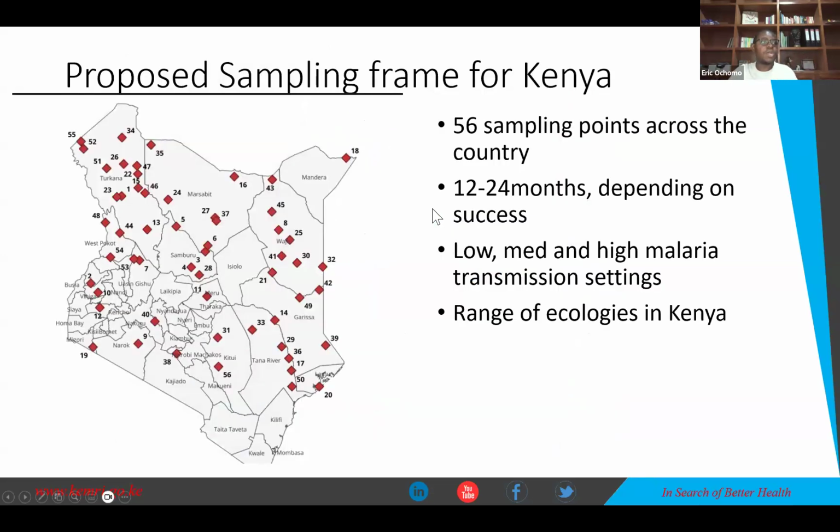And just to show you what has already been proposed for Kenya. So this is the sampling frame that's currently proposed for Kenya. This is as early as last week, Friday. So we have proposed 56 sampling sites, and it cuts across the country, most of the north, cutting through the west, from the west to the east. And here, the numbers represent the order of priority. So the idea is to try and prioritize them based on the numbering, and this should be really good for the model.